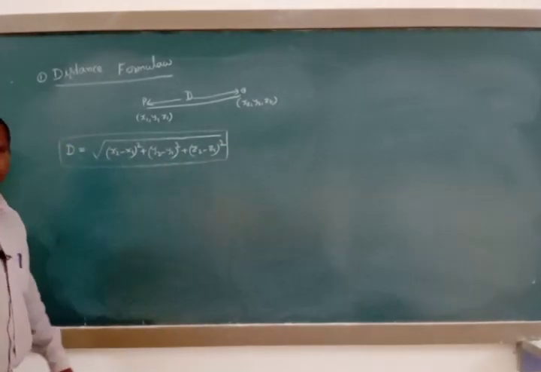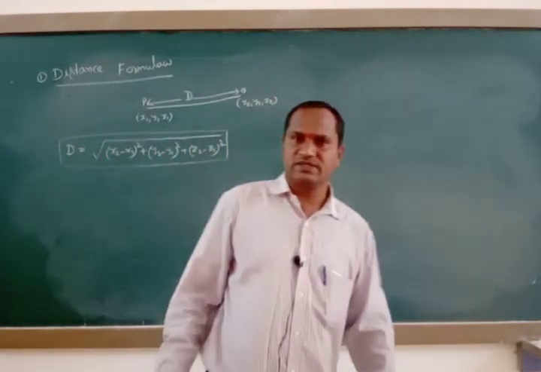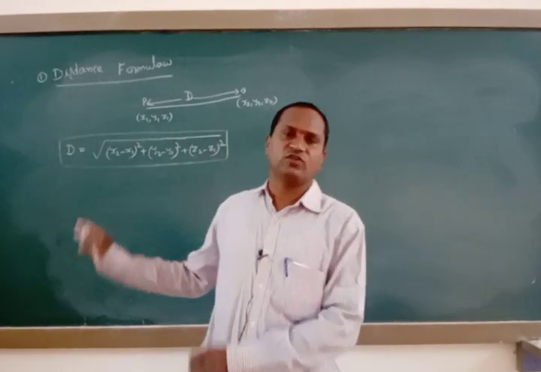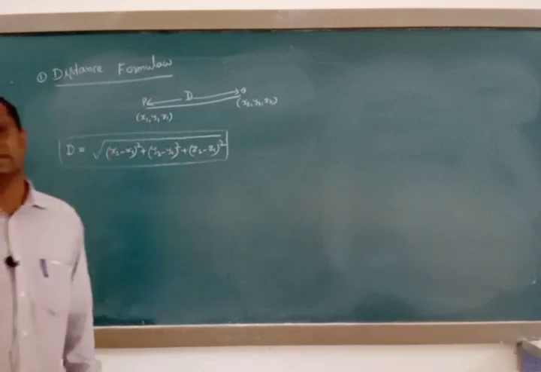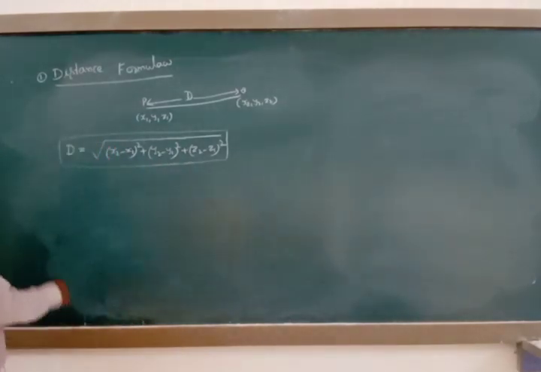It also came in first PC. In first PC we also had the chapter three-dimensional geometry, and in that chapter we derived this formula, because we need the concept of this to solve some questions in three-dimensional geometry. Next one is the section formula.